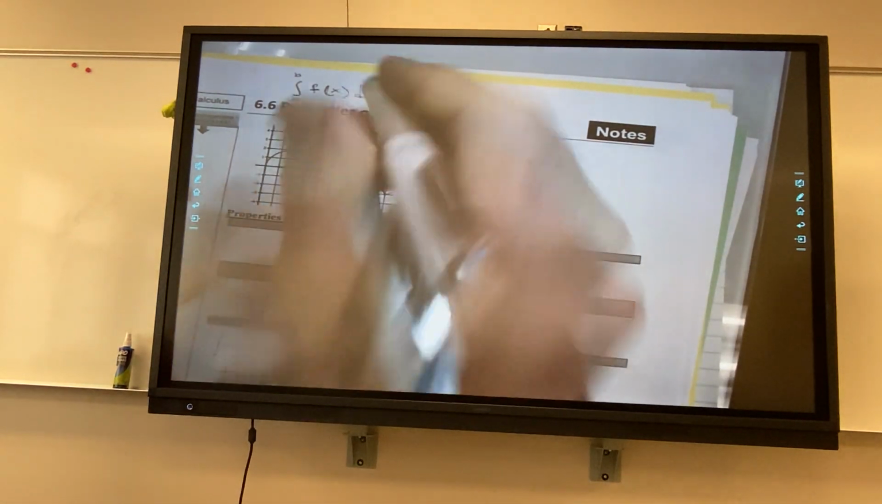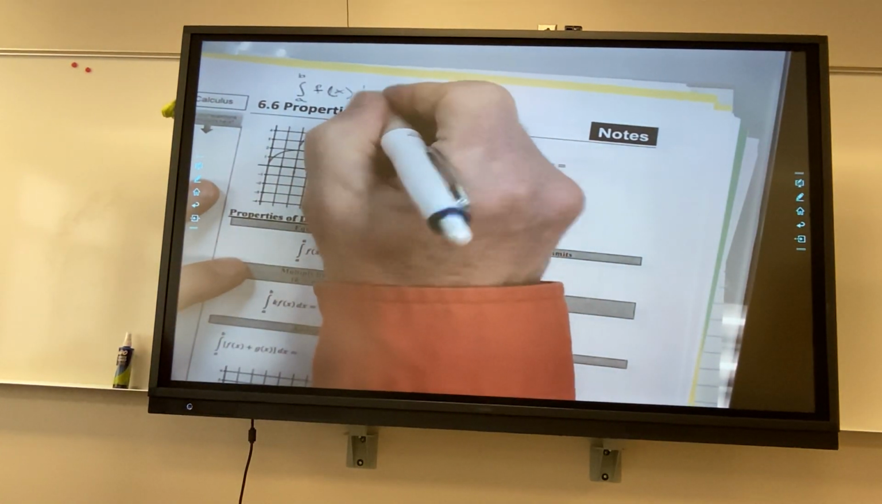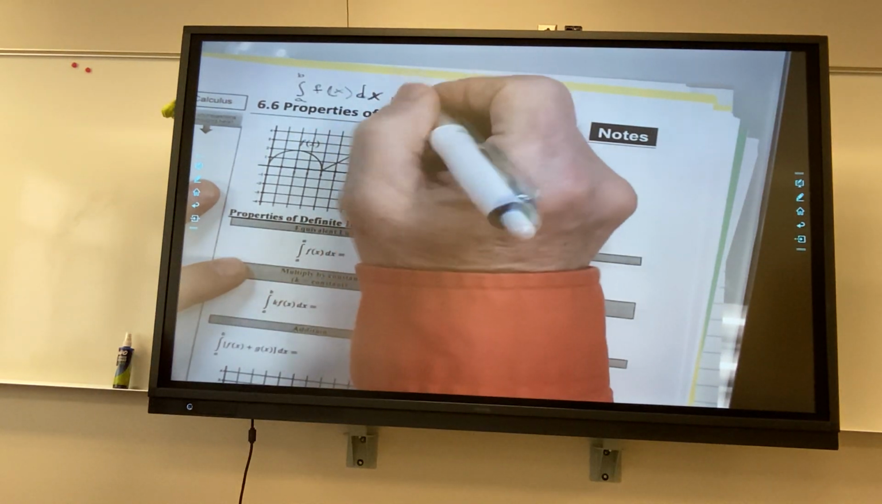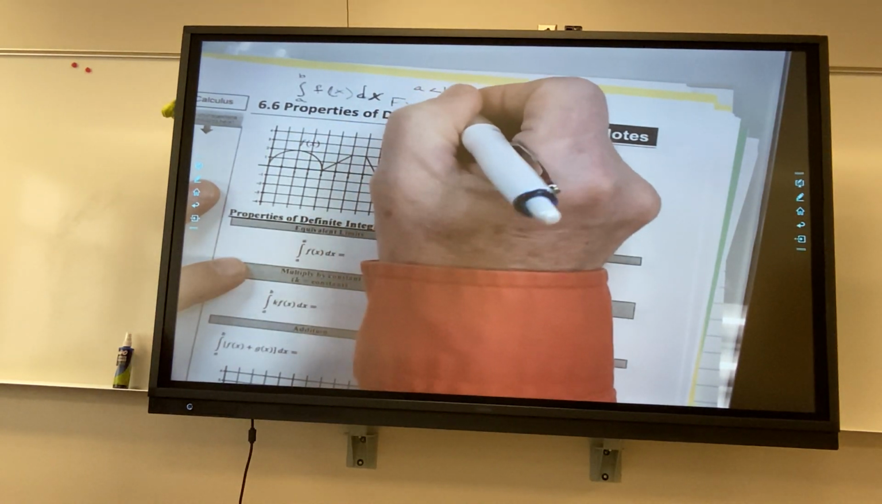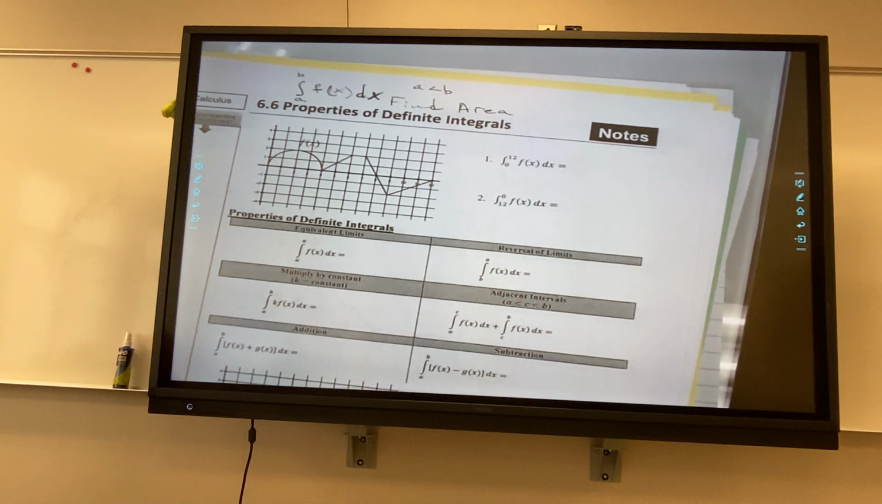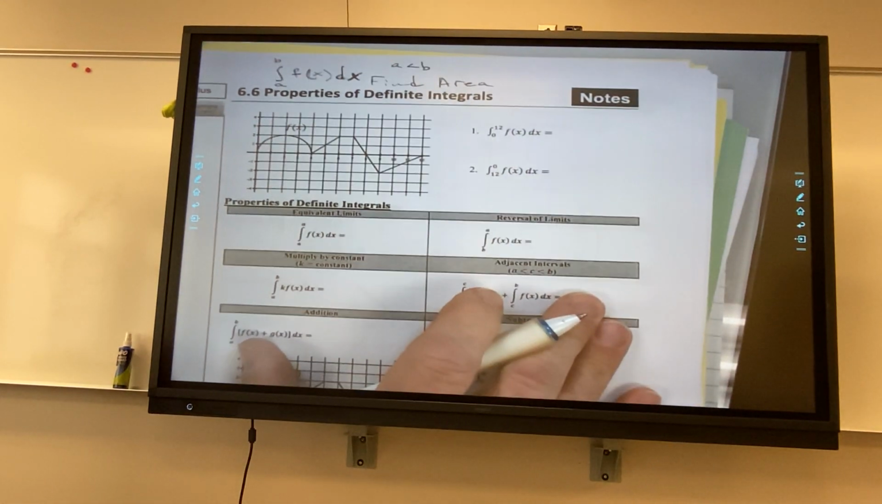one. And one thing that I should tell you, because it's going to come up, is that A is less than B. Okay, so the bottom number should always be smaller than the top. Because you're going from left to right. And the reason we go from left to right is we read from left to right.